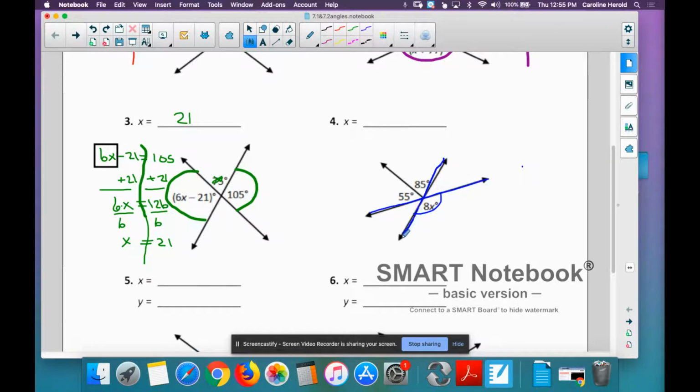X is right here. And if this is one side of the x, then the other side of the x is actually both of those numbers together. So that means 8x has to equal what these two angles are together. So 55 plus 85. Anybody have any thoughts?